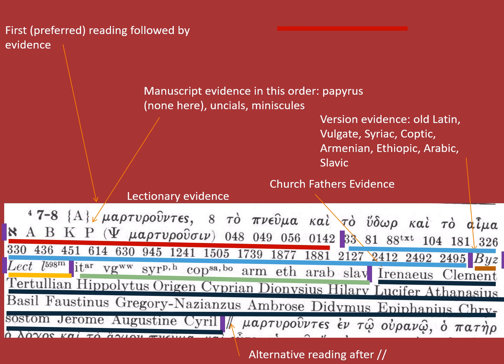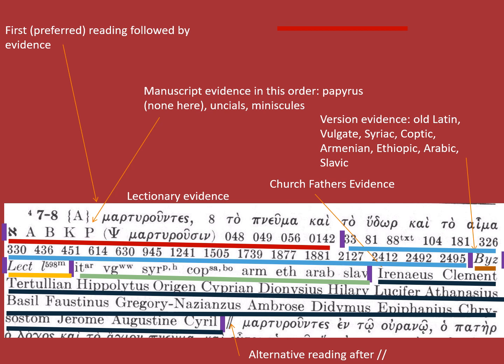After the version evidence is listed, then you move to church fathers, beginning with Irenaeus. And there's quite a bit of evidence here in this UBS text, all the way through Cyril, right at the bottom, that's given. And then we have the parallel lines, which means you're moving to the next reading.